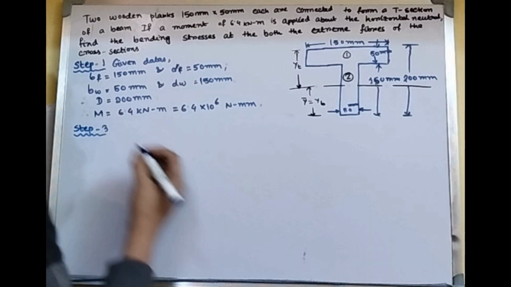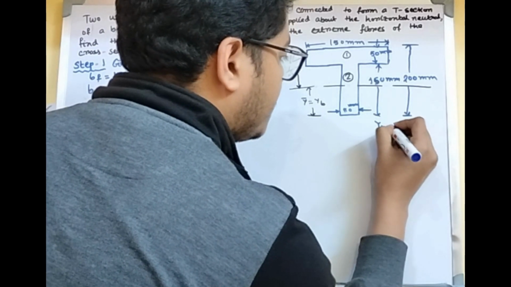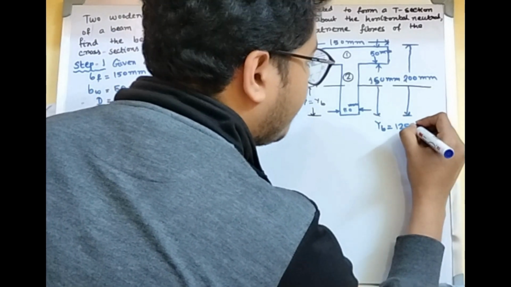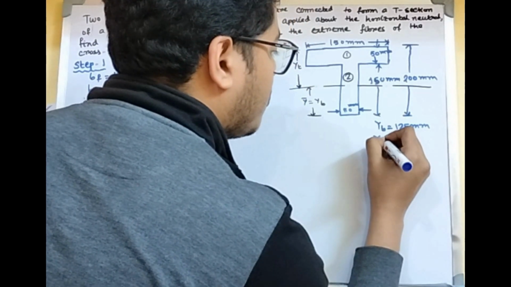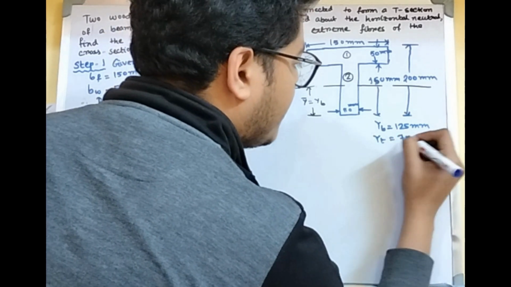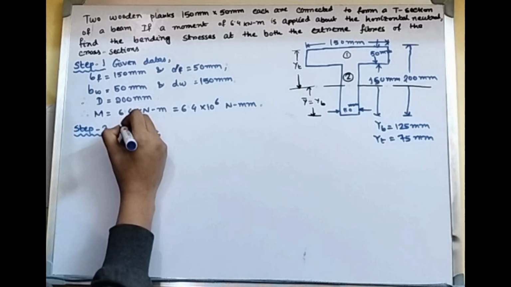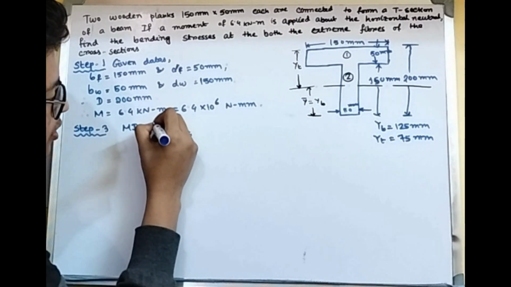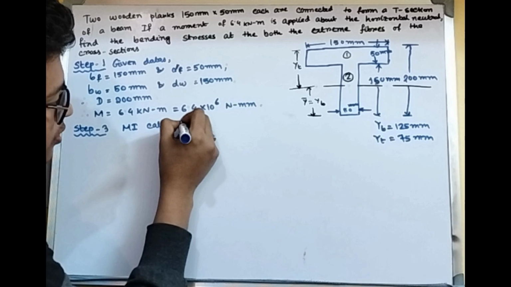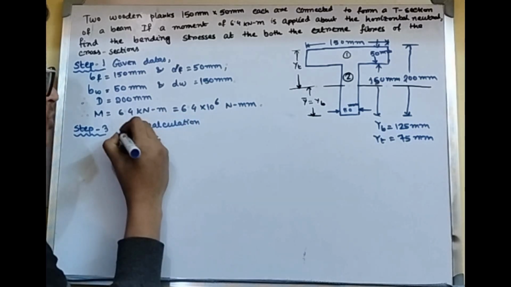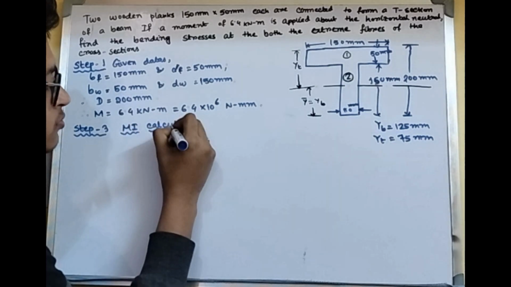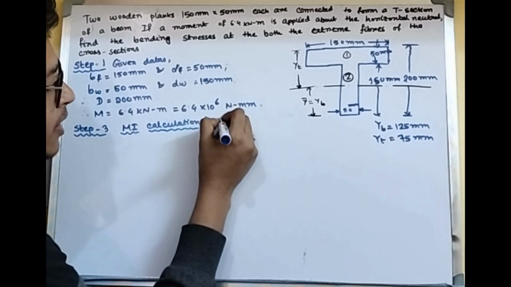Step 3. We got YB is equal to 125 mm, YT is equal to 75 mm. Next, in my calculations, that is I in A.